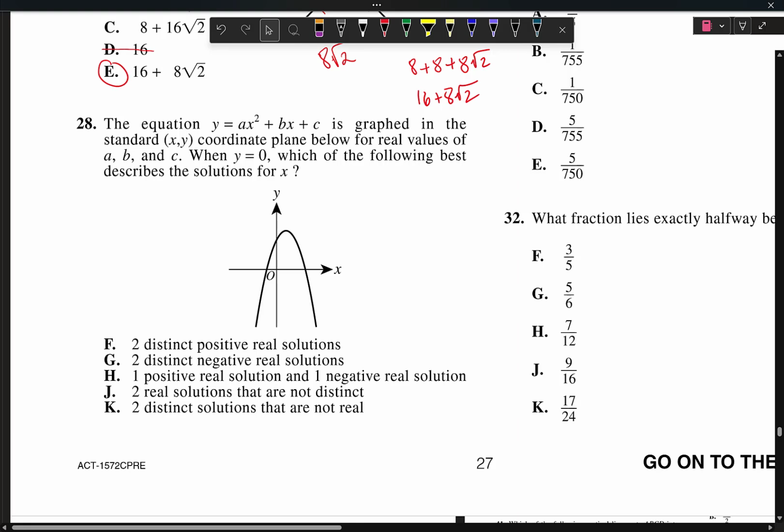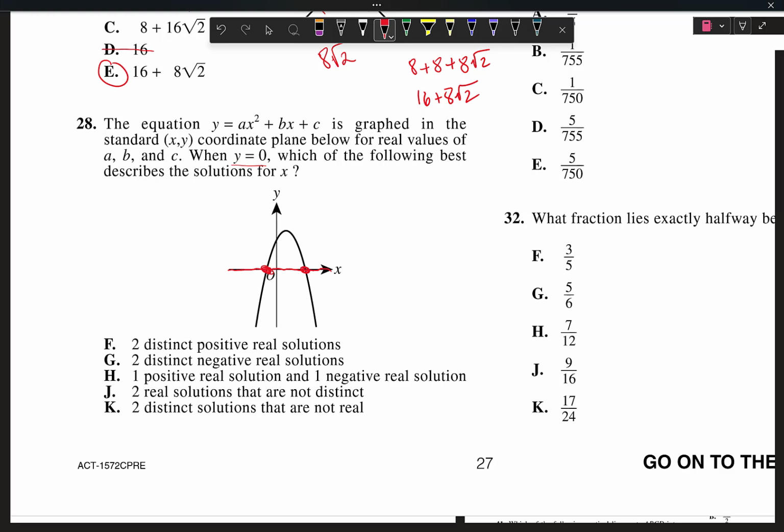28, the equation y equals ax squared plus bx plus c is graphed in the standard plane below for the real values of a, b, and c. When y is 0, which of the following best describe the solutions for x? Well, the solutions for a quadratic are where it intersects the x-axis, which also happens to be where y is equal to 0. So you can see here are the two solutions.